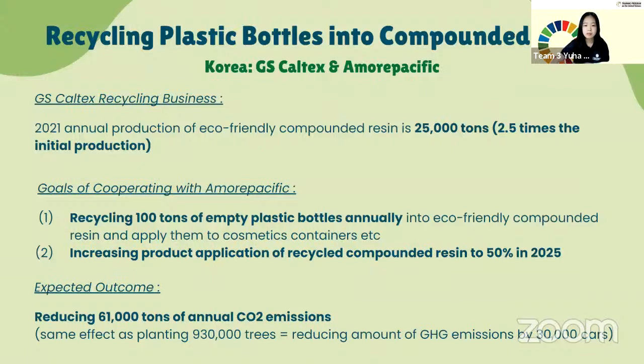The expected outcome of this project is to reduce 61,000 tons of annual CO2 emissions, which has the same effect as planting 903,000 trees or reducing the amount of greenhouse gas emissions by 30,000 cars. This shows that resource circulation is a great solution to reducing greenhouse gas emissions.